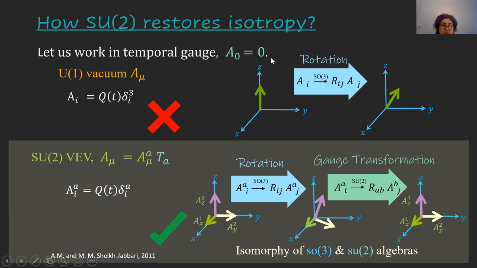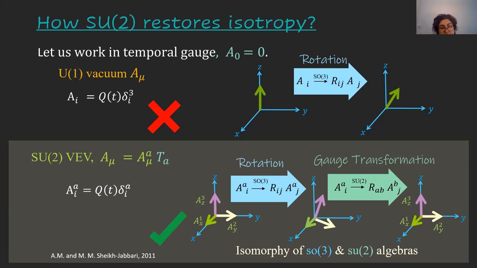Once we set the temporal gauge, so still A_0 is zero, you can check that it won't remove all gauge degrees of freedom. You can also cook up some more gauge transformations which preserve the temporal gauge. And they have the same structure as the rotation, because the SU(2) and SO(3) algebras are basically the same. And remember that a gauge field is only specified up to gauge transformations, and the gauge transformation part is not the physical thing. So now, thanks to these residual SU(2) gauge transformations, for any rotation that we choose, we can find the proper gauge transformation that cancels it, and we end up with the same solution, which is this one.